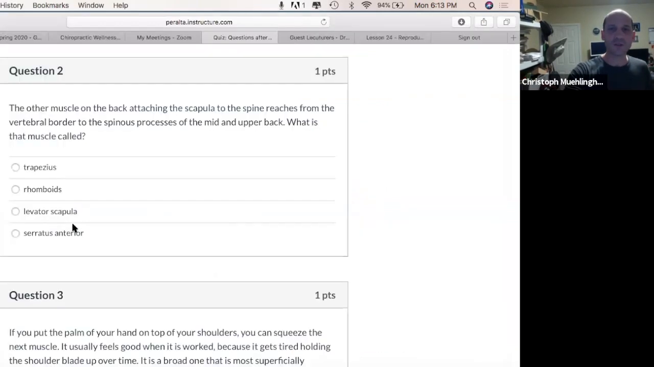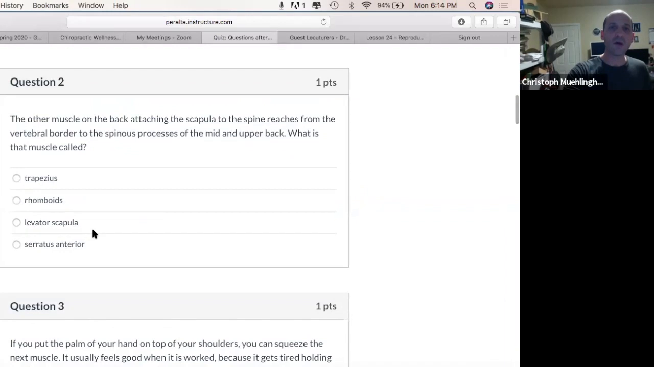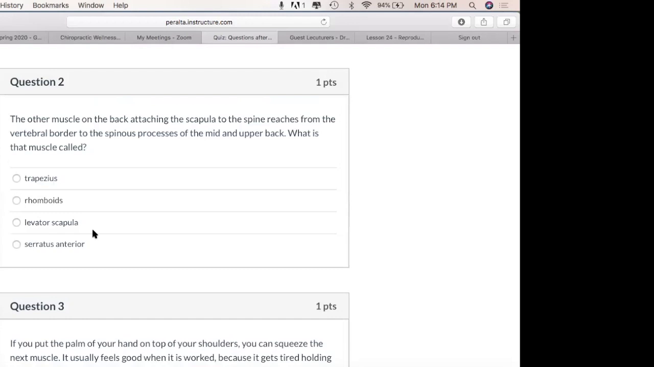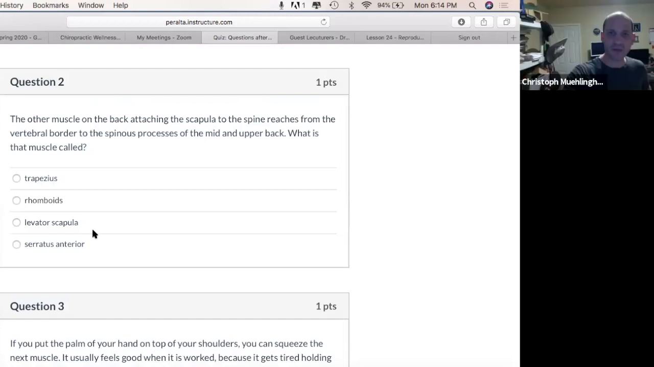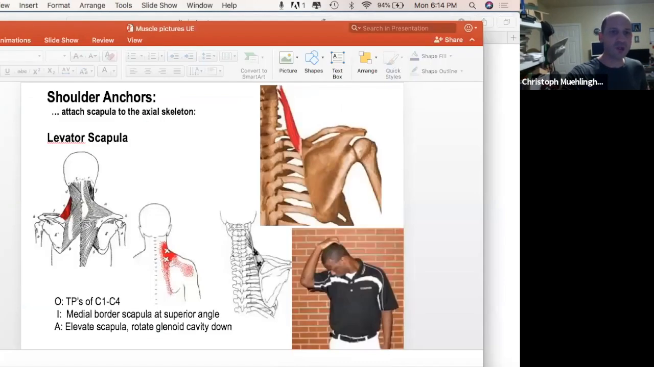Good, next. The other muscle on the back attaching the scapula to the spine reaches from the vertebral border of the spinous process to the mid and upper back. What is that muscle called? Rhomboids. Yes. Anybody get that? Yes. So we have the continuation.